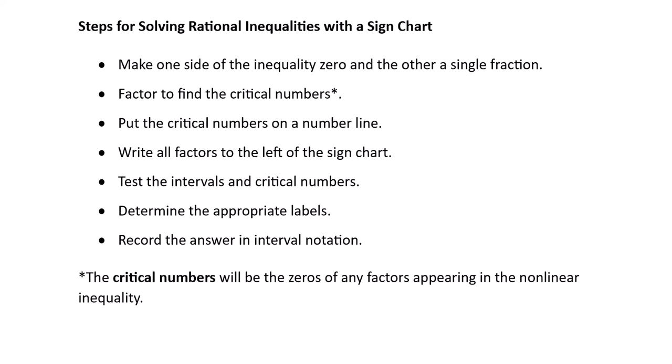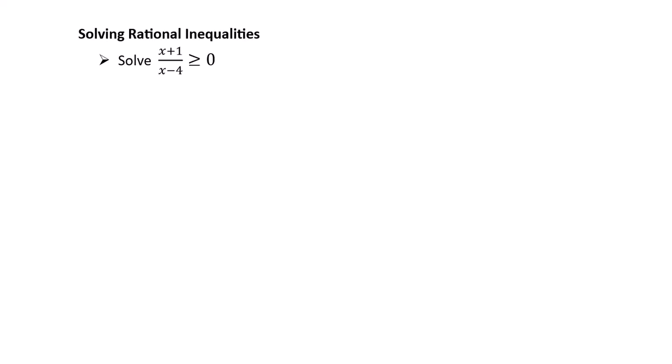Critical numbers will be the zeros of any factors appearing in the nonlinear inequality. Solving rational inequalities. Let's solve (x + 1)/(x - 4) ≥ 0. This is already in factored form, so we'll draw our number line. And the critical values come from setting each of those factors equal to 0 and solving.